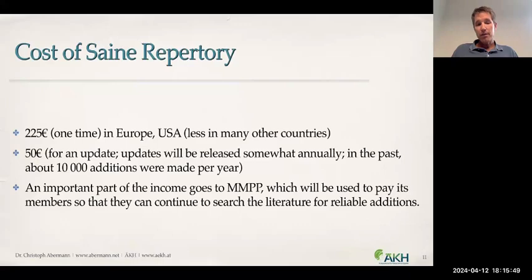And it's good for you to know that an important part of the income goes to the MMPP, which will be used to pay its members so that they can continue to search the literature for reliable additions. They have been working without being paid for the last years. So it's good that some money comes in and they will be paid. So we all have a growing and getting better repertory over the next years.